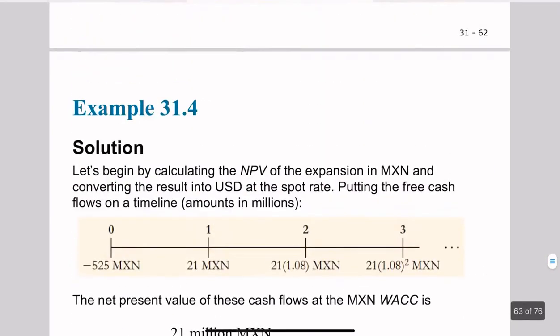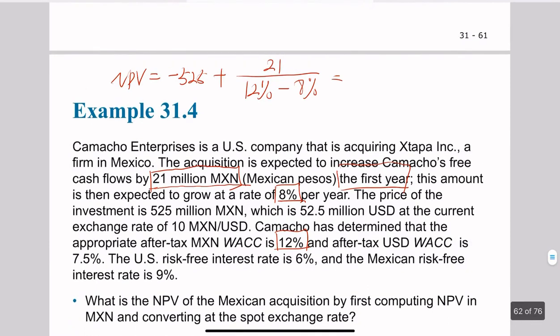And you will find out the NPV is 0, right? And if you have 0 NPV in MXN, even if you do the currency conversion, then the NPV is still 0, right? So it's 0 USD. Okay.